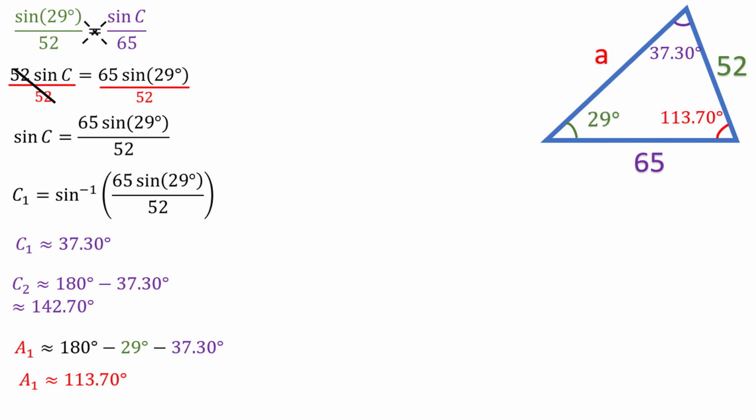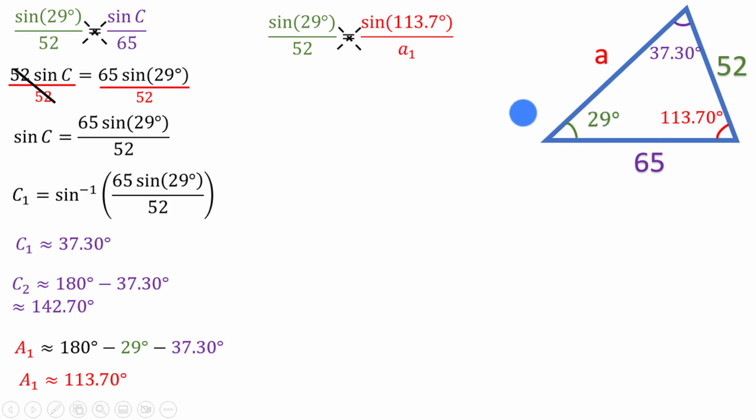We can use the law of sines again to solve for lowercase a. Sine of 29 degrees divided by the opposite side of 52 is equal to sine of 113.7 degrees divided by the opposite side of lowercase a. I'm labeling this lowercase a1 because this relates to our first version of the triangle. There will be a second triangle we will have to solve for later.